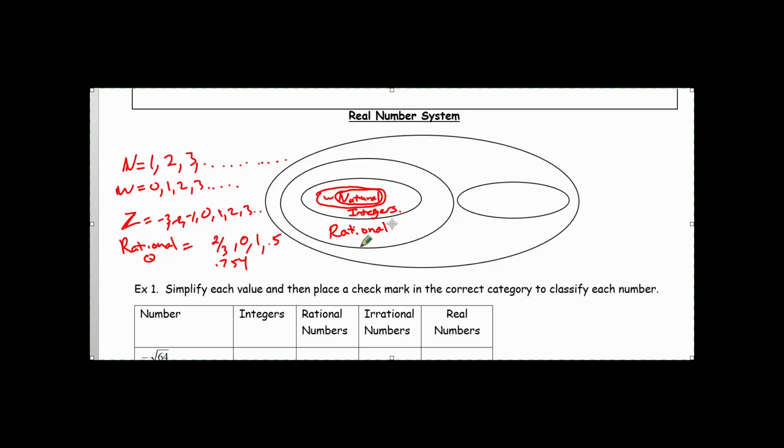So this rational circle goes around all of the natural numbers. So if you are a natural number, you are an integer. You are a whole number too. You're an integer, but you're also a rational number.